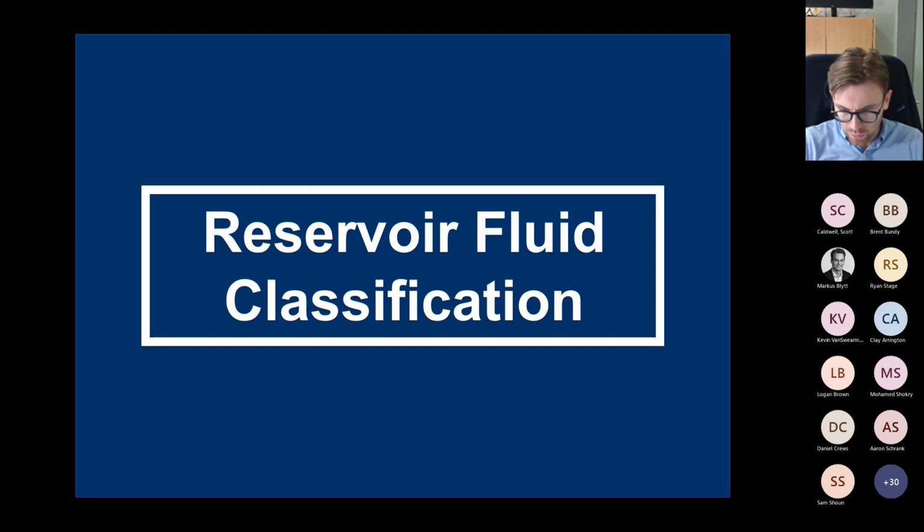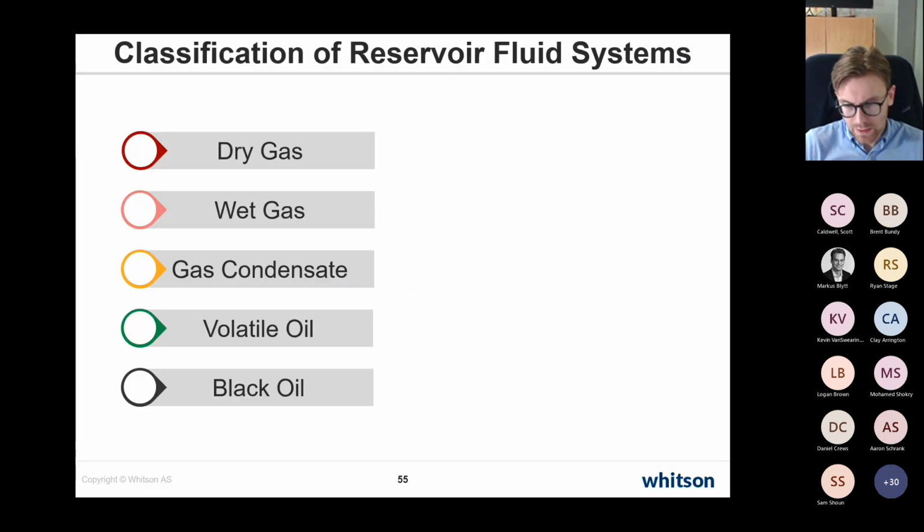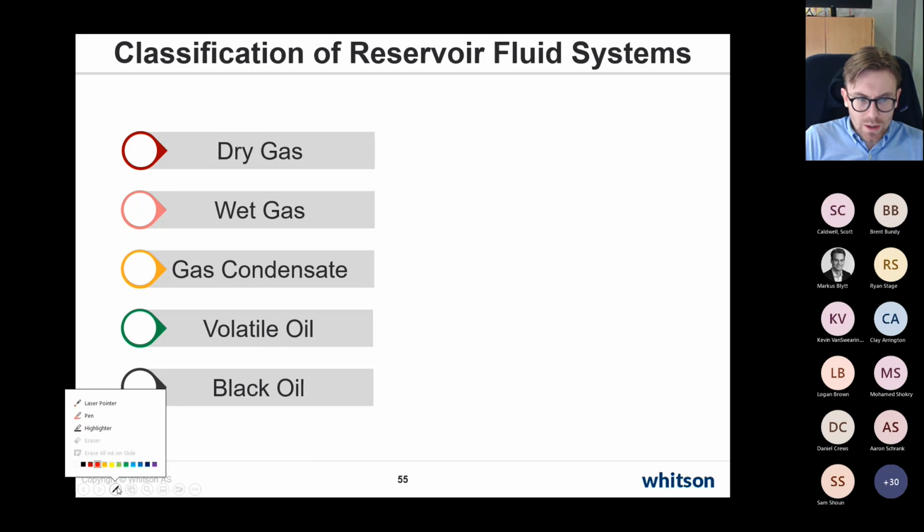Next topic now is reservoir fluid classification. That's a very important toolkit to have in the back of your mind. And in general, when it comes to reservoir fluid classification, we like to distinguish between primarily 5 different reservoir fluids, and this is just kind of typing, right? Primarily, but it's important to understand. It's dry gases, wet gases, gas condensates, volatile oils, and black oils.